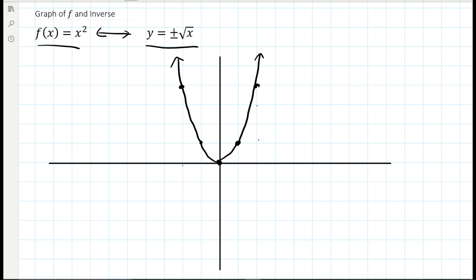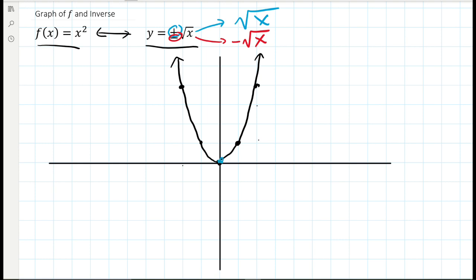So now let's look at the inverse here. Notice we have two different functions here. We have the positive square root of x and the negative square root of x, so I'm going to go ahead and split this up. We have the positive version and the negative version, so we have two different functions, basically. First, the positive square root of x. Remember the square root of x function? We actually graphed that last lesson.